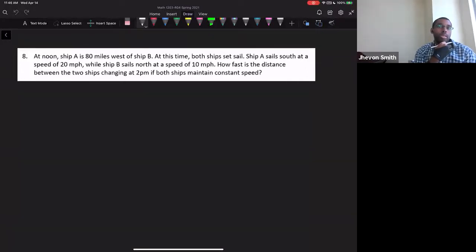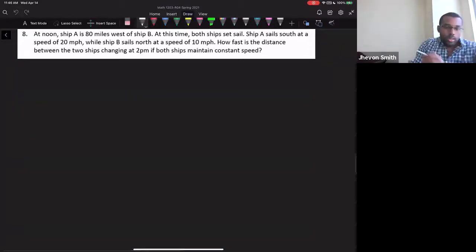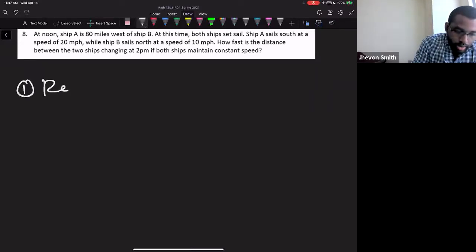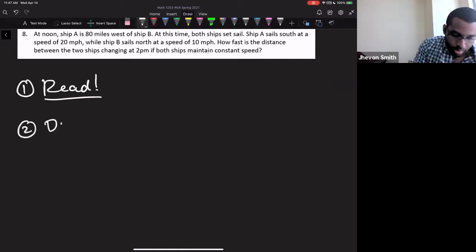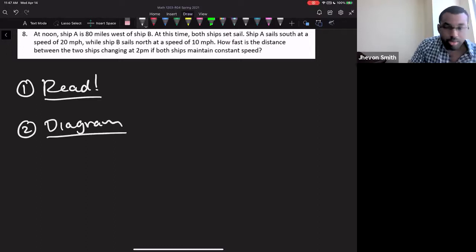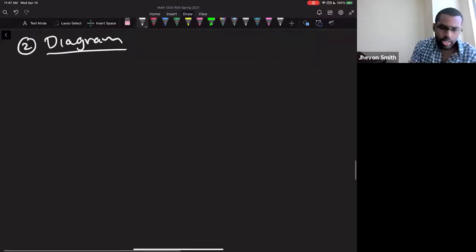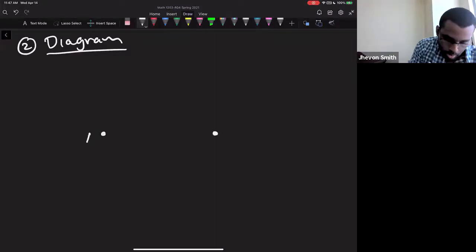So ship A and B set off. They're moving at a constant speed, and they move in the way described. So 1, of course, is to read. 2, that description might confuse you, which is totally understandable. So we need a diagram to figure out what the heck is going on here. All right, so what were we told? There were two ships, ship A and ship B. And A was 80 miles west of ship B. So there was a distance of 80 miles here.